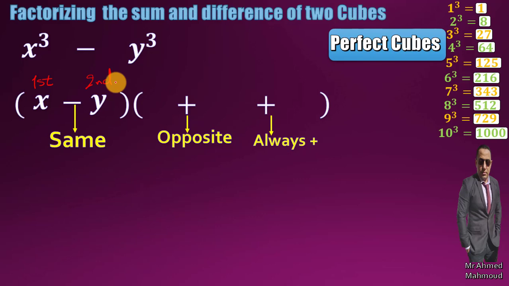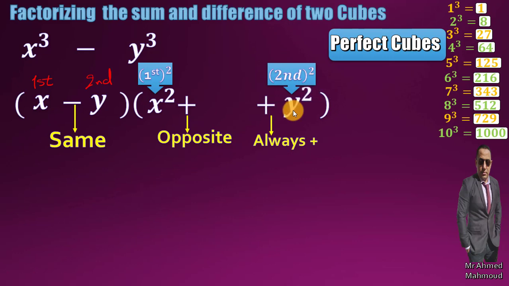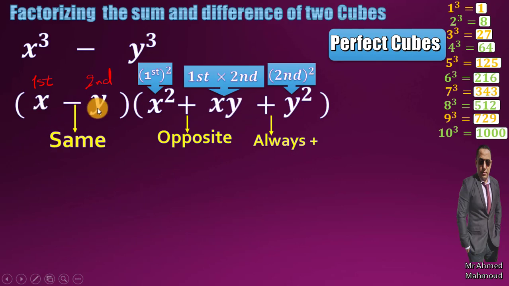After that, this term is formed from the first to the power of 2. First to the power of 2 means x to the power of 2, written here. And this term equals the second to the power of 2. When I say the second, I mean y. Y to the power of 2 is written here. Finally, this is first times second, which means x times y. This is the formula, or the rule, that allows me to factorize x power 3 minus y power 3.